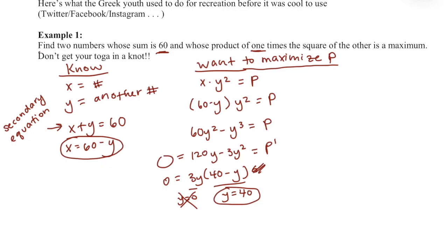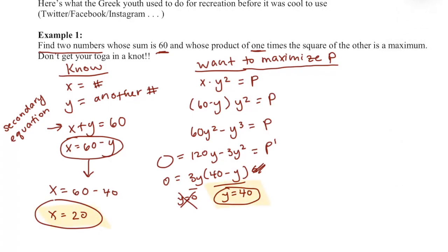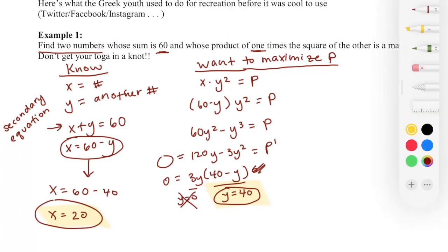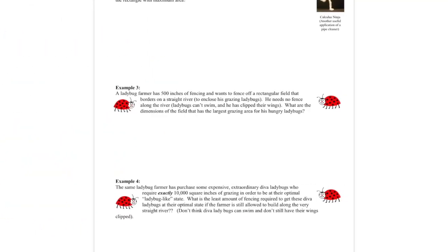The question is asking for the two numbers, so that means I don't just have to solve for y, I need to solve for x as well. So over here, I can plug in my y, and I get x equals 60 minus 40, so x equals 20. So these are my two solutions right here. Their sum is 60, and the product of one of them times the other, where y is the one that I'm getting squared, is the maximum product. Okay. All right, let's flip the page to some more examples.